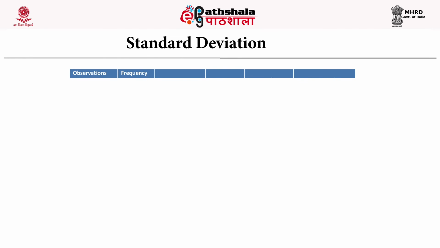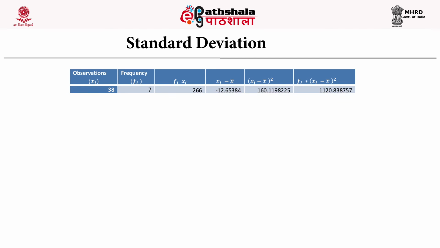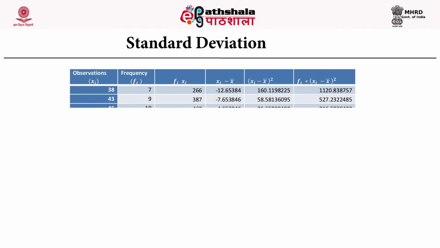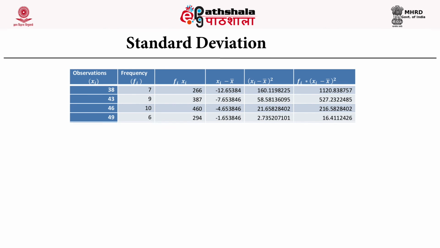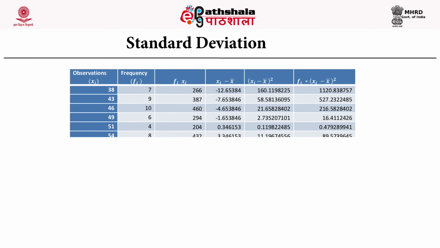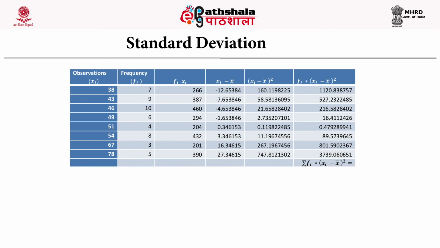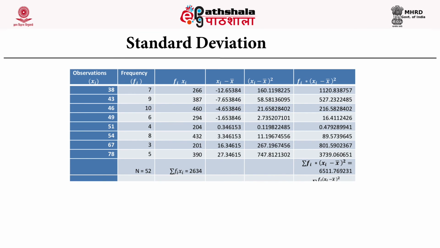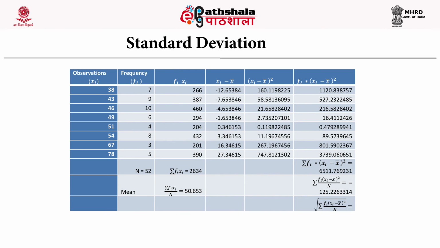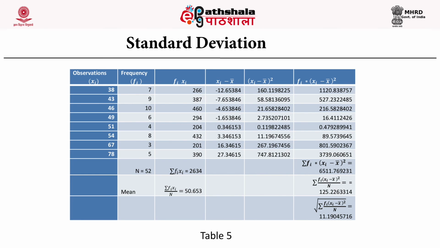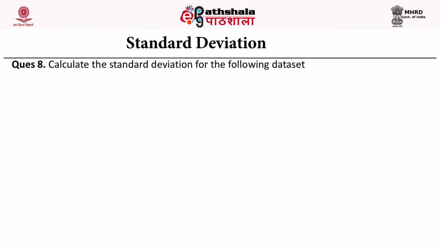So from table 5, in the first column we have the observations and the corresponding frequencies are given in the second column. First we evaluate the product fi xi, and in the fourth column we have the difference of the observations from the mean value. After taking squares, the values are shown in column 5, and after multiplying by the corresponding frequencies we get the values shown in column 6. We are interested in the summation of all these, which is 6511.7690. After that we divide by capital N and take the square root of this value. The answer comes out to be 11.190.